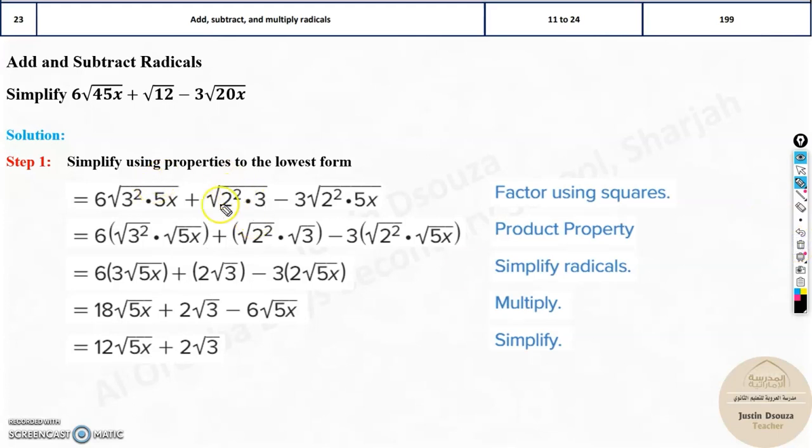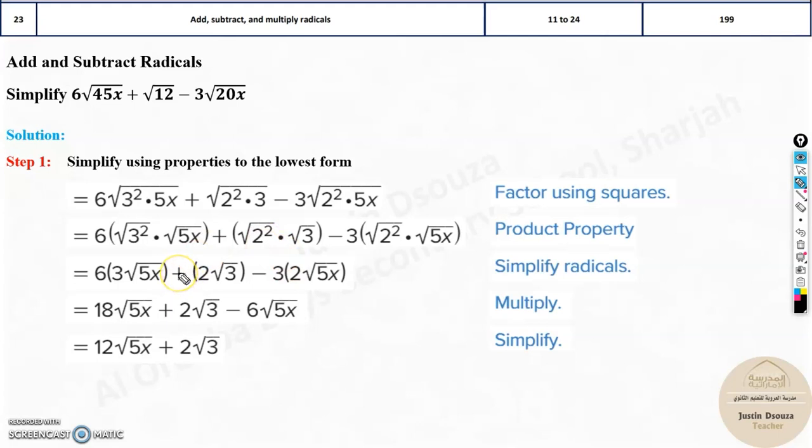Let's see the other terms. Over here, square root 2 square. This cancels. It will be just 2 root 3. Here it's 6 multiplied by 3 root 5x, 2 root 3. What about the last term? Minus 3. This becomes 2 root 5. What next? You can see there is root 5 and root 5 over here, the same.